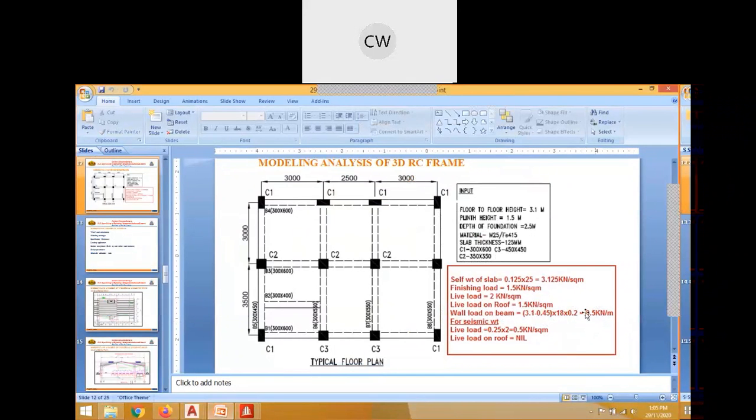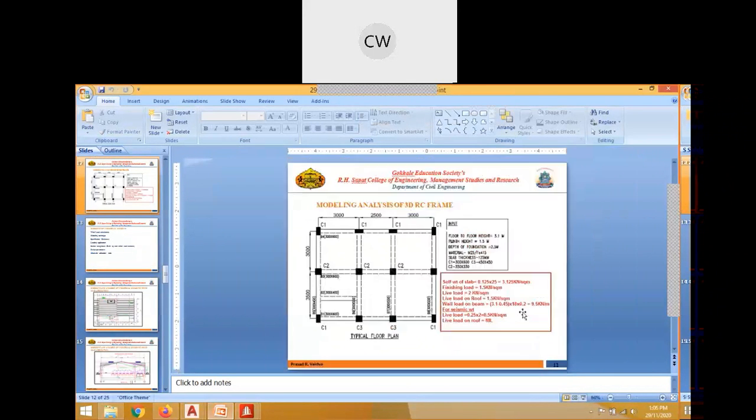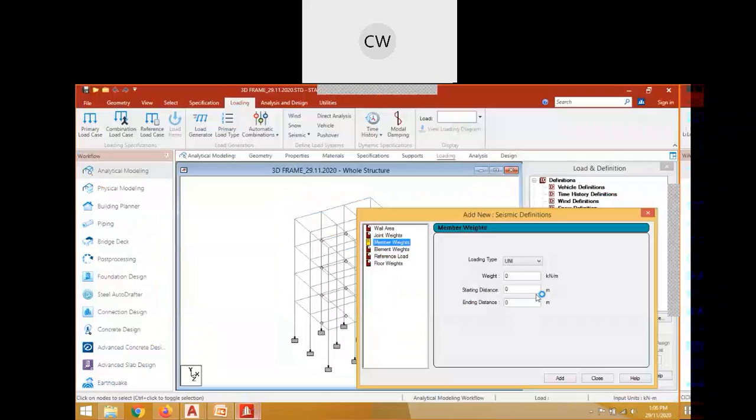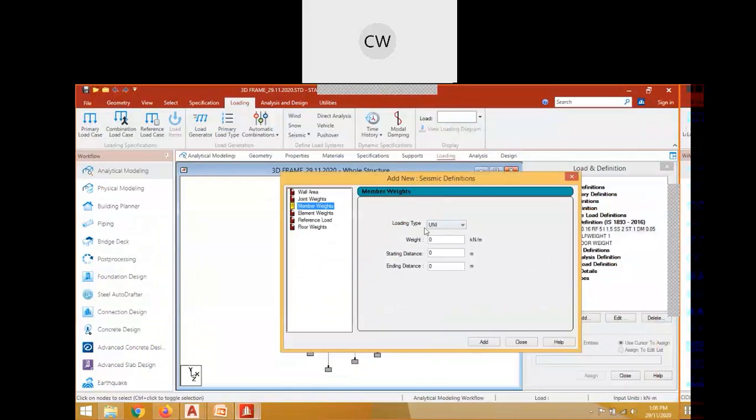Of course, the roof will be different. On the roof there will be only parapet, so we will consider that as 3.5. I just wanted to show you how to add this weight. So this is 9.5 and 3.5 I'm going to add for wall. So just say member weight uniform.